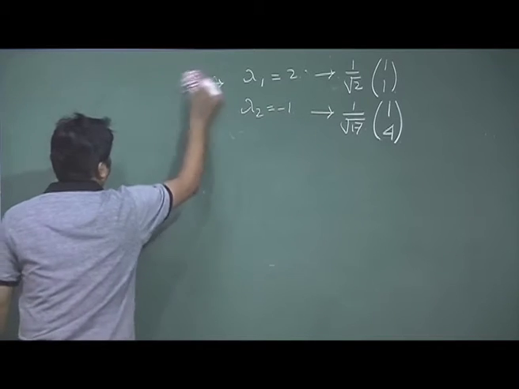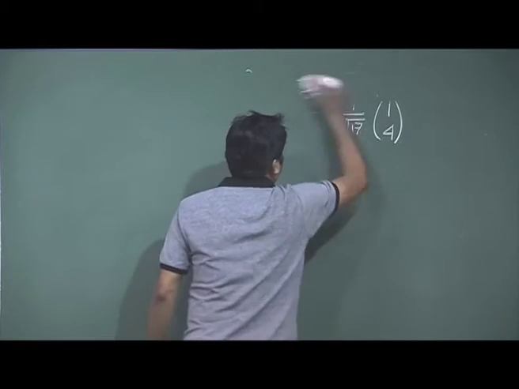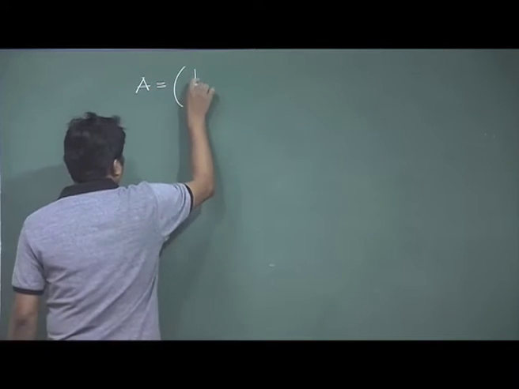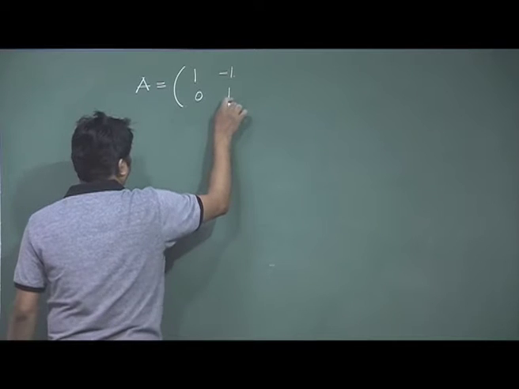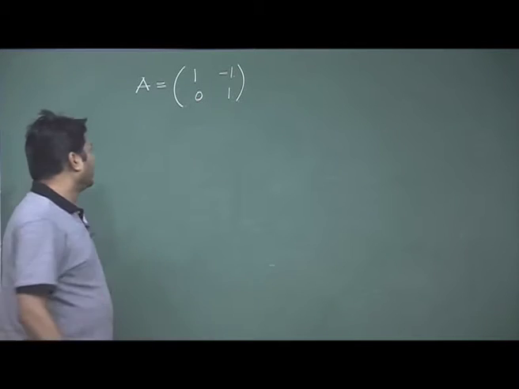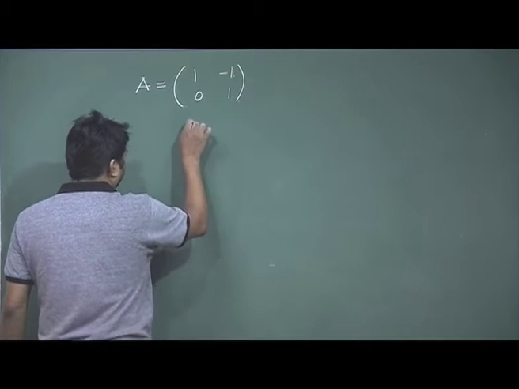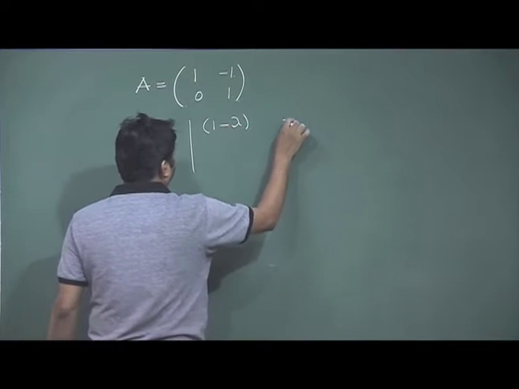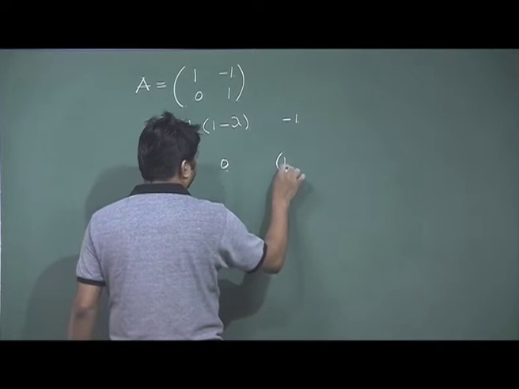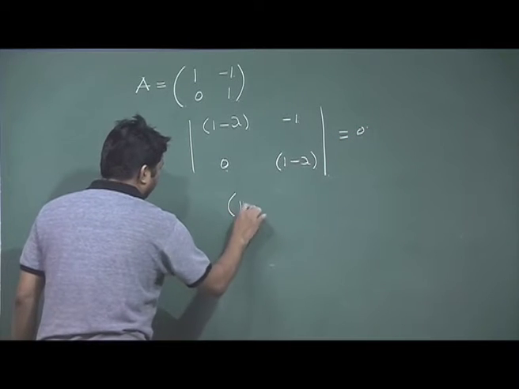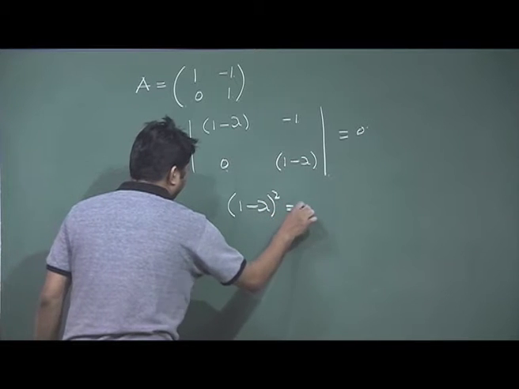So, let me write this clearly, but before that let me calculate for another matrix, say (1, -1; 0, 1). What will be the eigenvalue and eigenvector for that? So the characteristic equation will be the determinant of (1 minus lambda, -1; 0, 1 minus lambda) equal to 0. It will be (1 minus lambda) squared equal to 0.